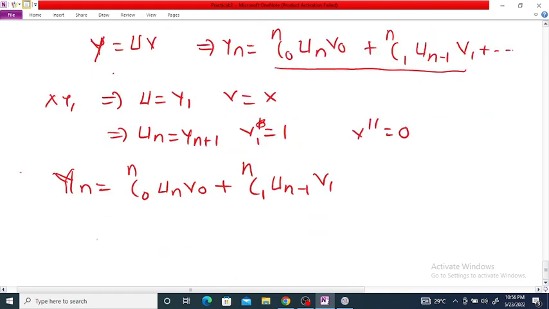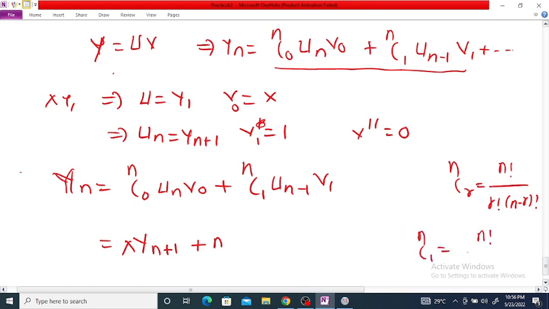If you substitute this value, nc0 is equal to 1 and un is equal to yn plus 1, v0 is equal to x, plus nc1 un minus 1. What is the ncr formula here? ncr is equal to n factorial upon r factorial, n minus r factorial, and therefore nc1 is equal to n factorial upon 1 factorial, n minus 1 factorial. So this is nothing but n. So un minus 1 is yn and v1 is equal to 1. So this is the nth derivative of xy1.